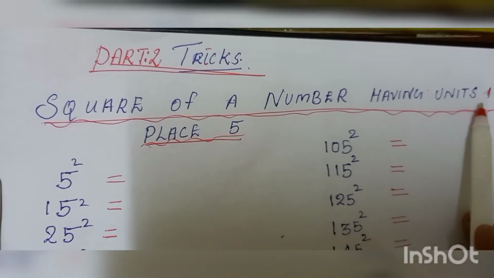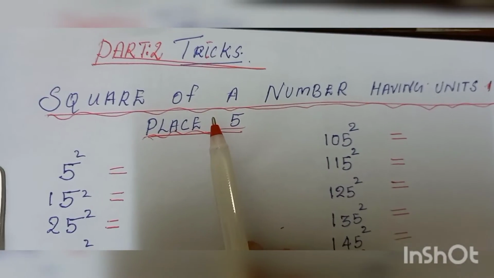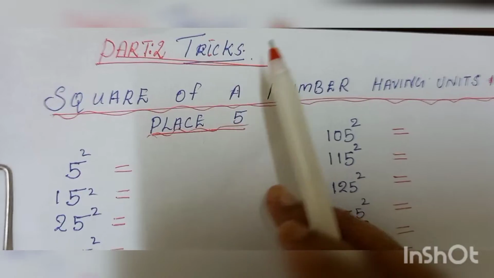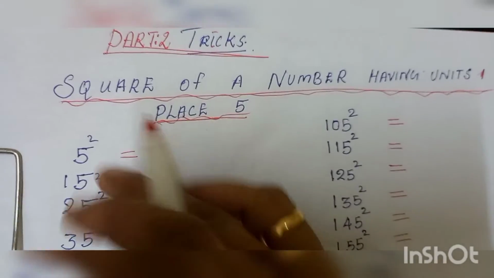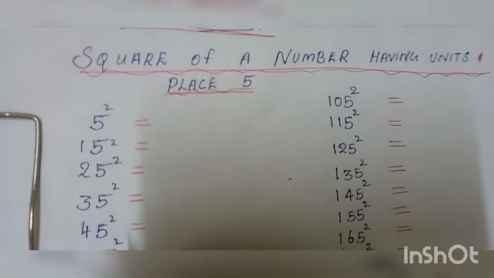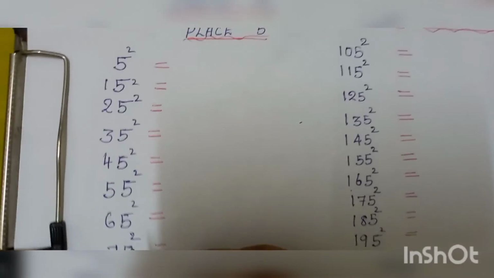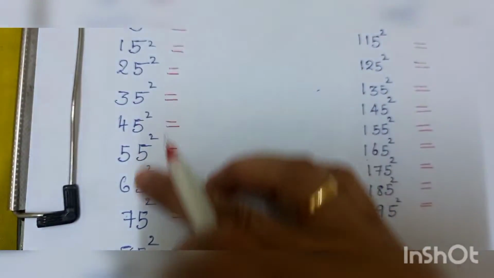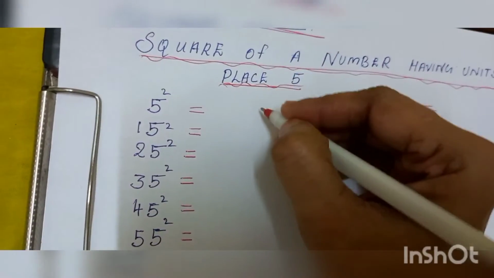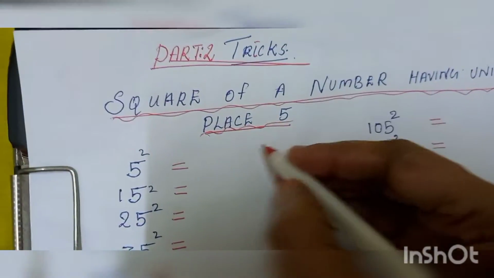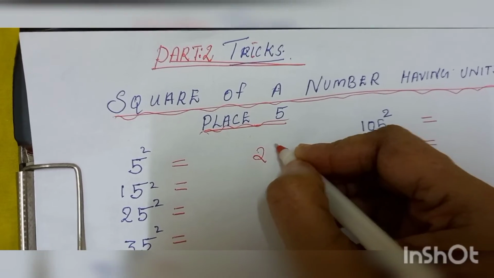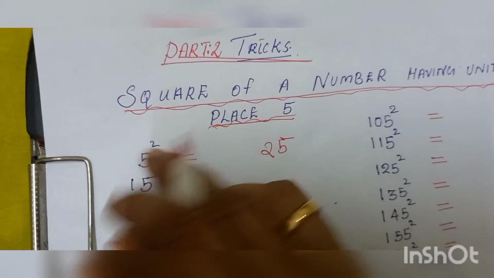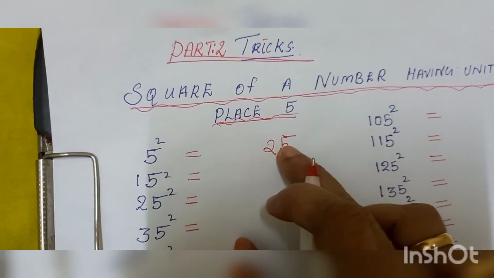Square of a number having units place 5. I am going to say one trick. Okay, 5 square. In all of these, you can see 5 in the units place. So in all the cases you have to write 25. Then 5 square means 25.